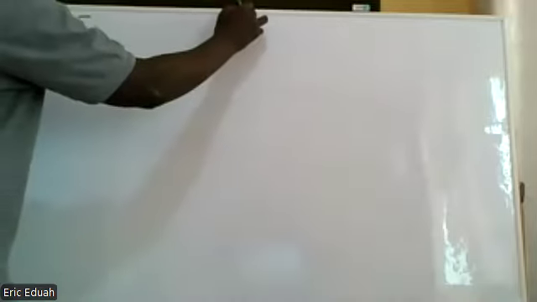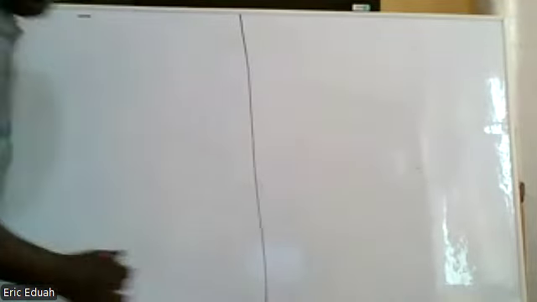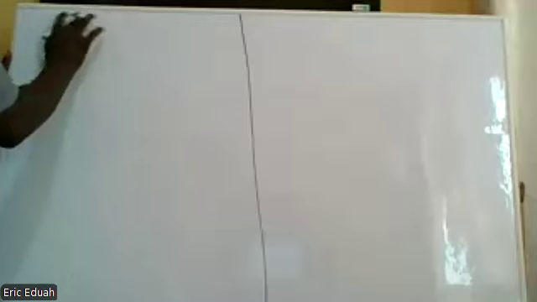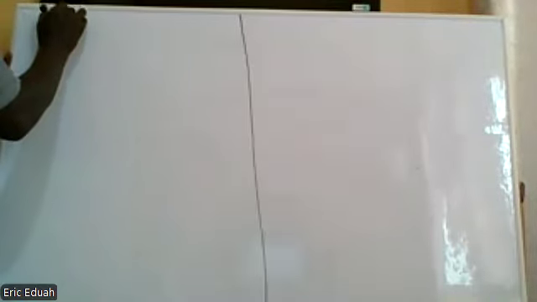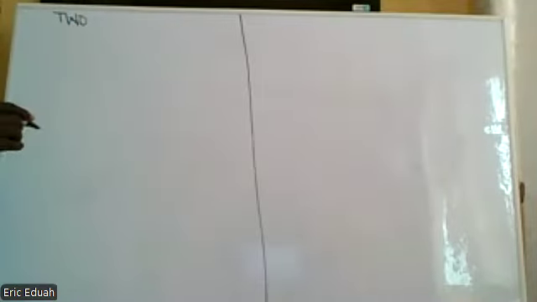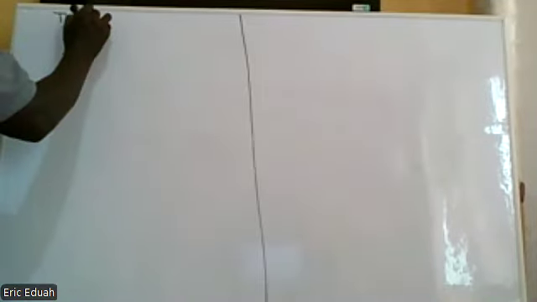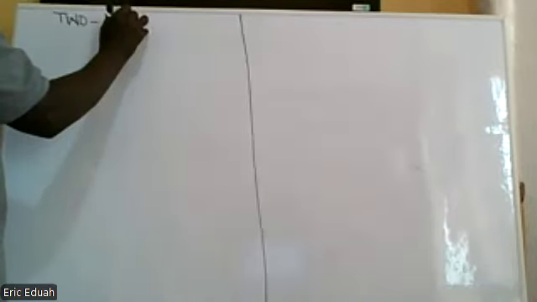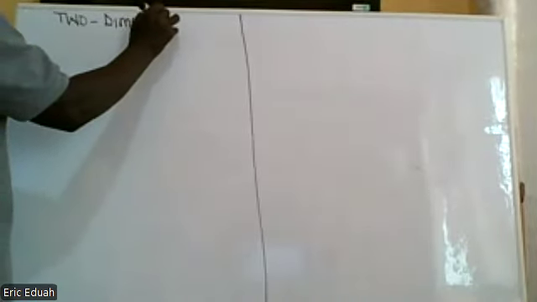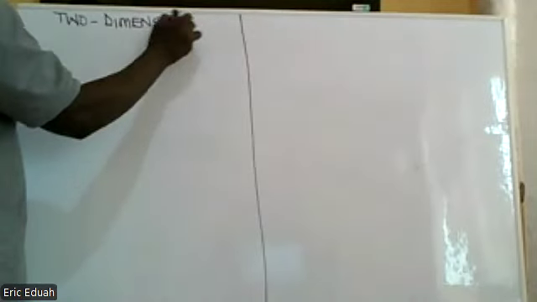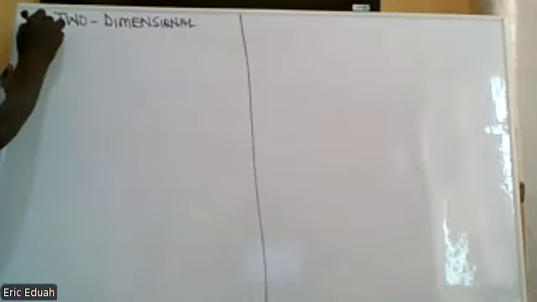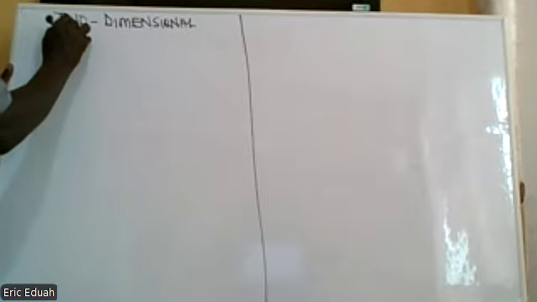motion. In two-dimensional projectile motion, the key attribute is that there must be an angle between the horizontal and the velocity of projection, okay? So there must be an angle between the horizontal and the velocity of projection. So, two-dimensional projectile motion.